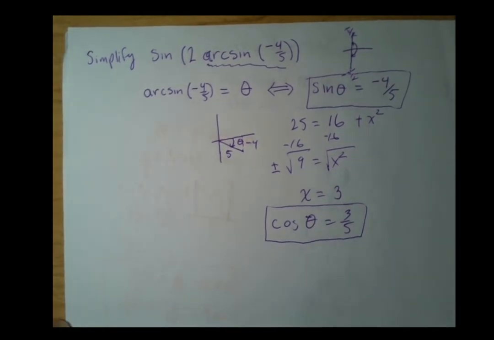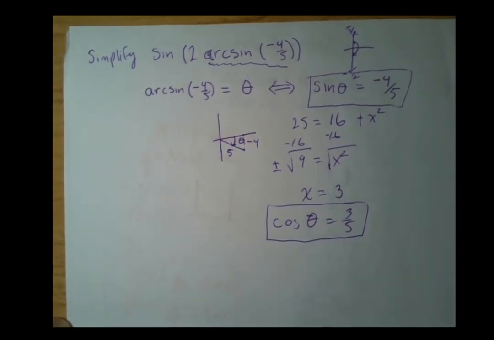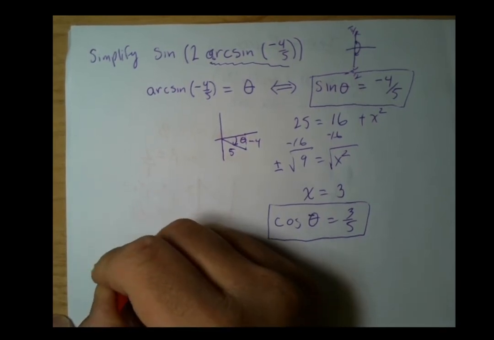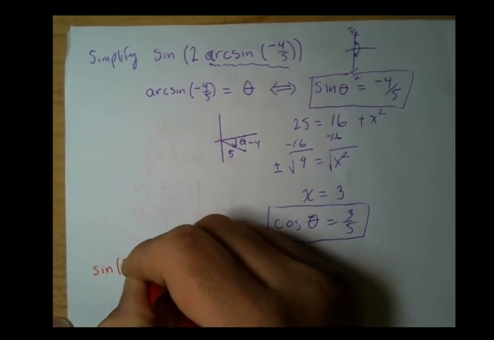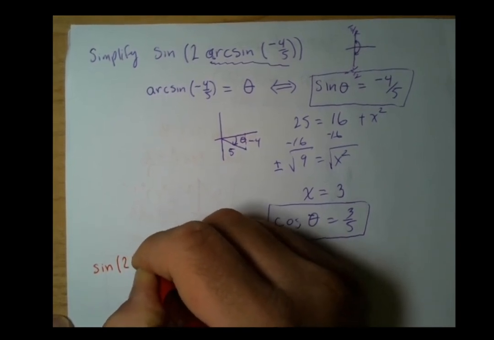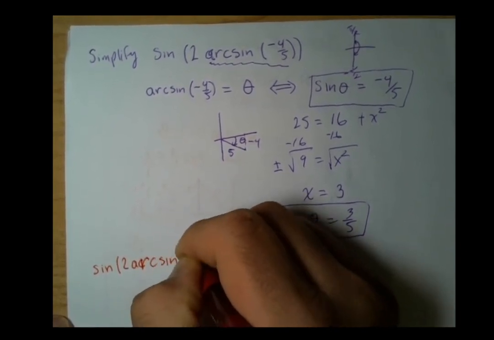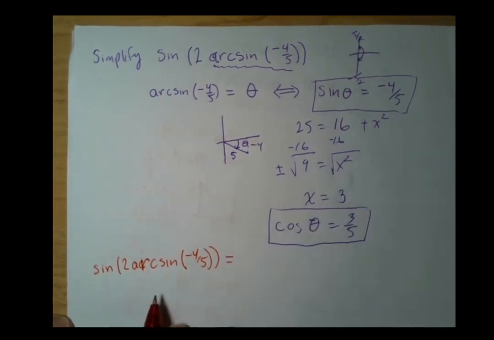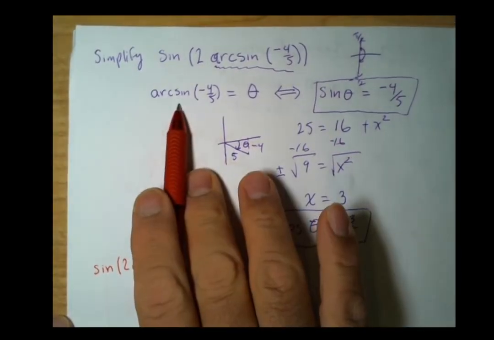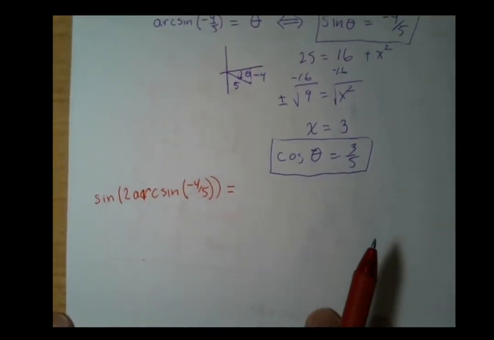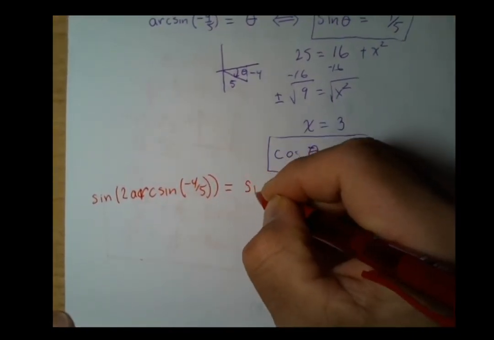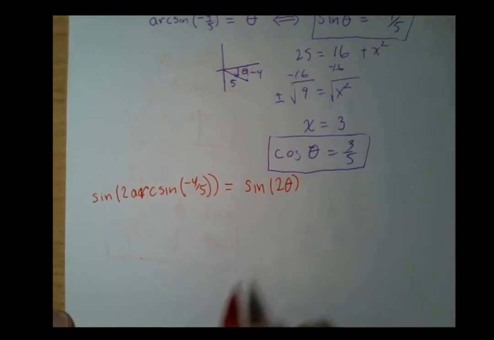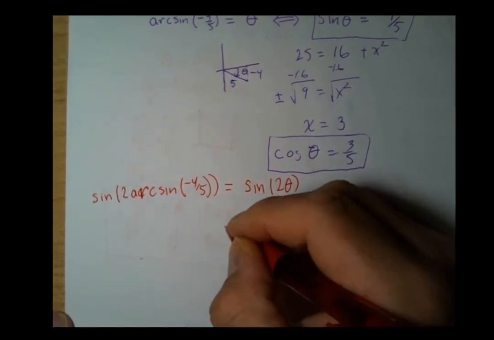All right, and how do I know I'm going to need the cosine theta of 3/5? Let's go back to our original problem up here. All right, so we were asked to simplify this expression. All right, substituting here, I call arcsine of negative 4/5 to be theta. We get sine of 2 theta. Right, now again, we need a formula, right? An identity, excuse me, the double angle identity.